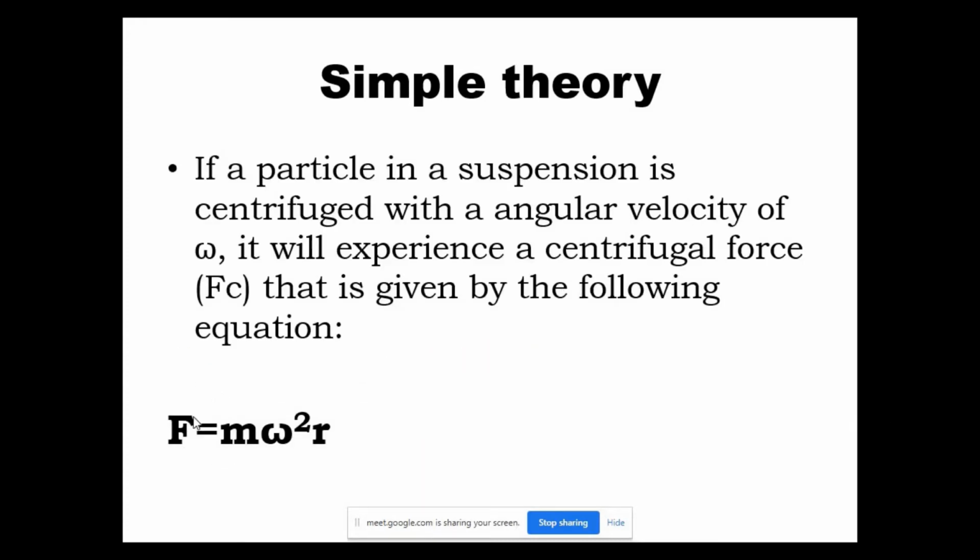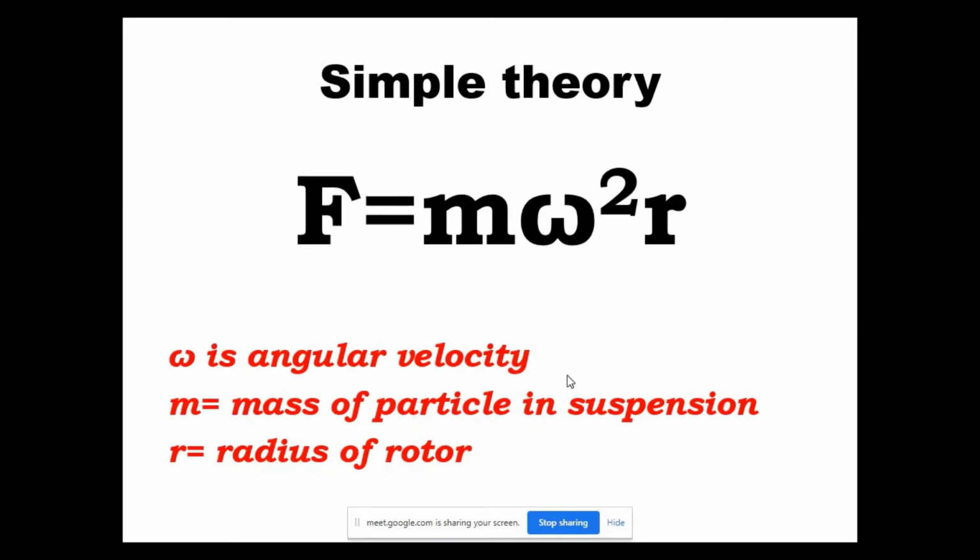So this one I have already mentioned. Here F, force, capital F, is equal to mass into omega square R. M is the mass, omega is the angular velocity, and R is the radius. This is what I have already mentioned.